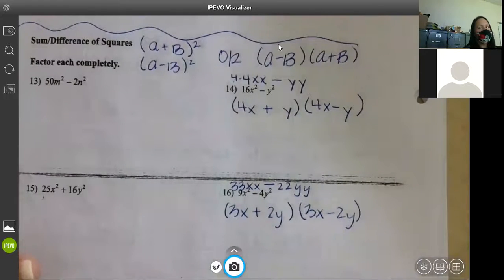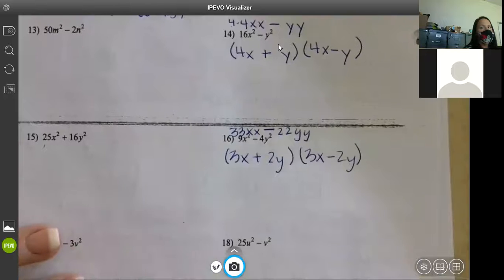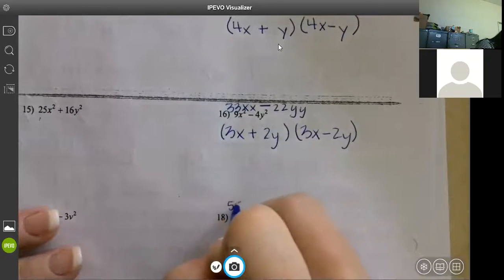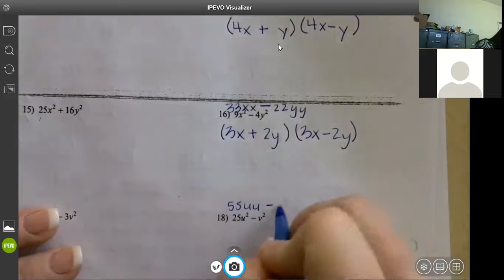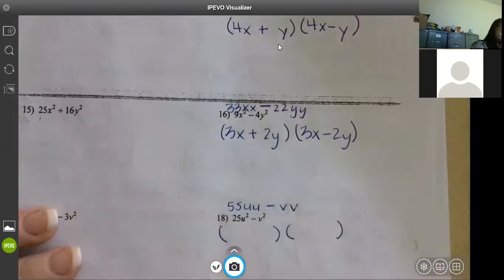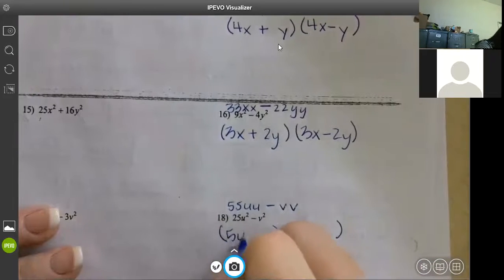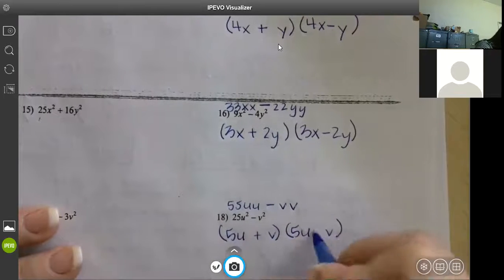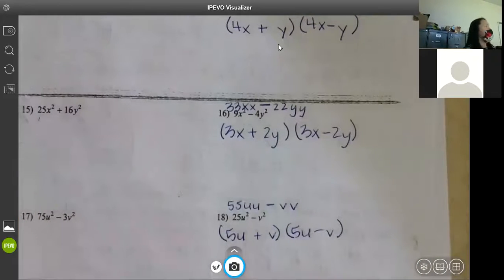So on 18, what are your factors of 25? And I have U, a minus, and then I have V, V. So what am I sharing in the front? 5U. In the back? A V. One is positive, one is negative. That's it. And again, the reason we can do this is because we have pairs and a minus. Pairs and a minus.